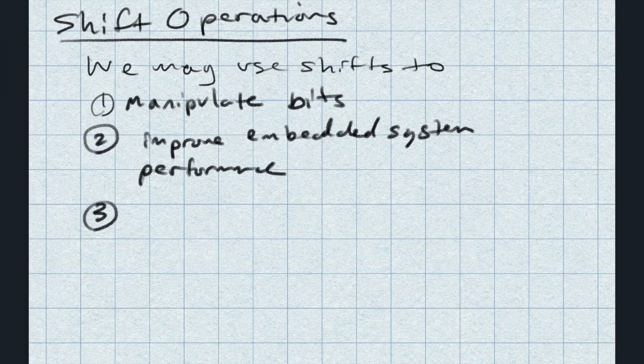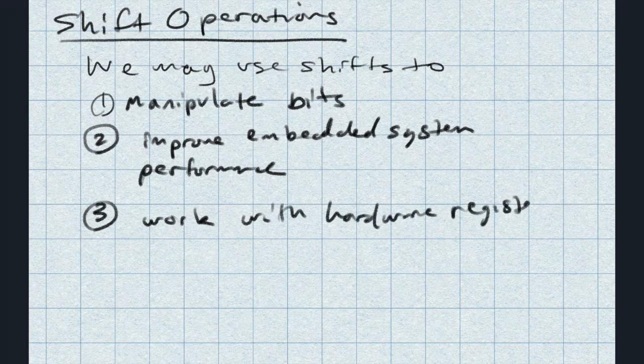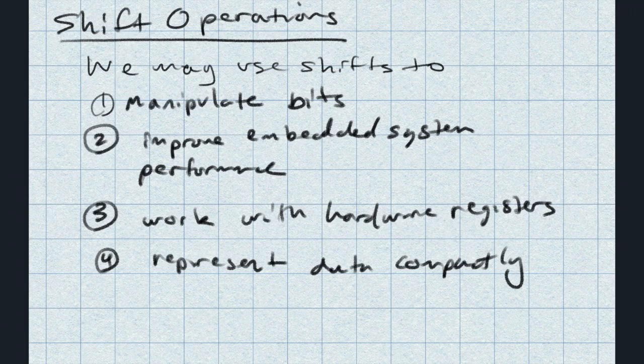Third, it allows us to work more easily with hardware registers. And fourth, it's a way of representing data compactly. And I'm not going to unpack how all of those particular details work out in this video, but it's at least good to know that this is a reason you might use a shift operation. Again, more of that would come in a follow-up experience in embedded systems. We're actually seeing those things in practice.